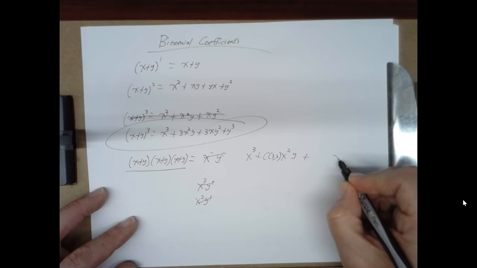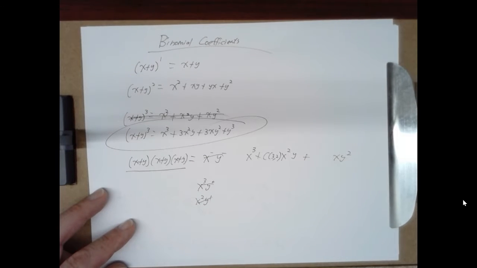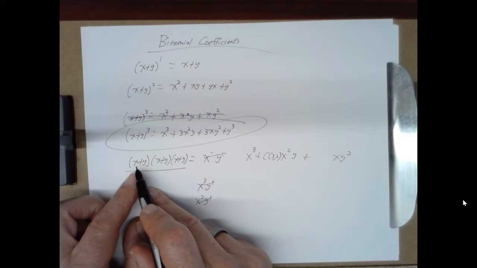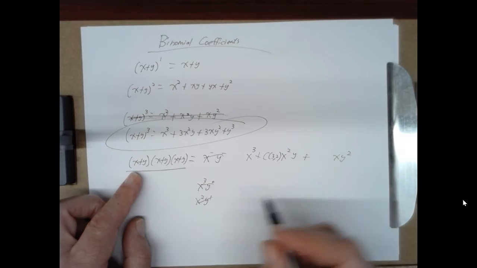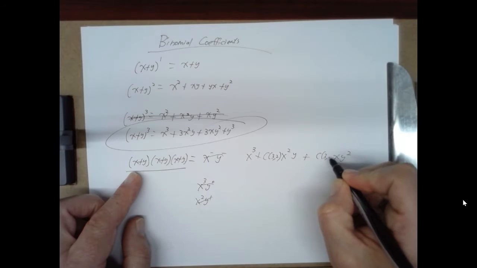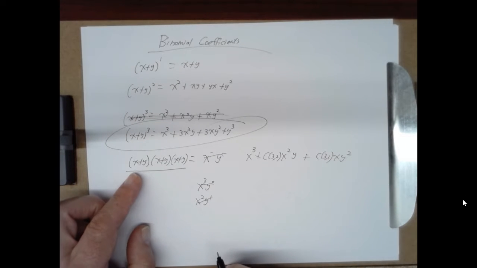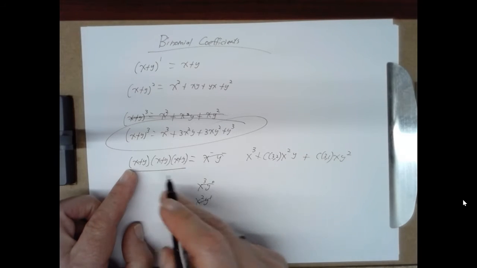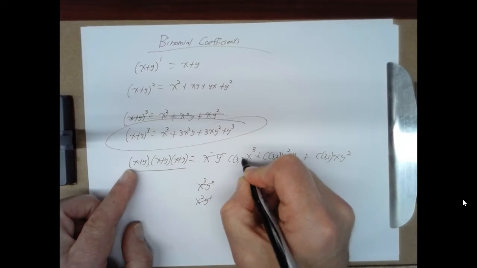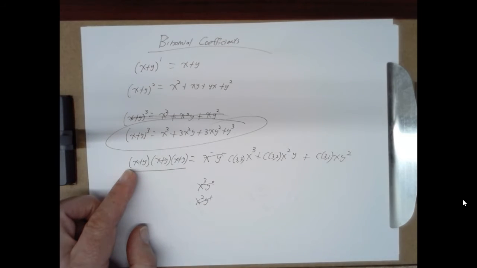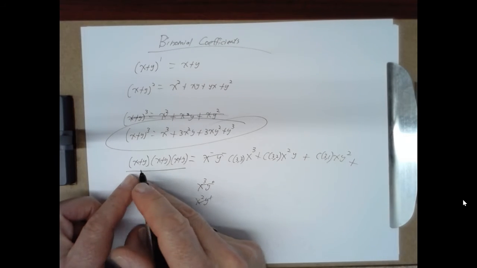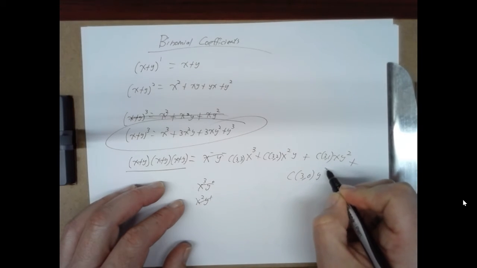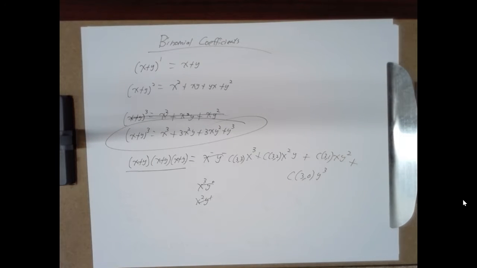And xy squared is the number of ways that we can choose exactly one of these 3 things to take the x from, with the others being y. That's going to be C3,1. And the number of ways we can choose 3 of these things to take the x from, that's 3 choose 3. And the number of ways we can choose none of these things to take the x from is 3 choose 0. That's the coefficient of y cubed.